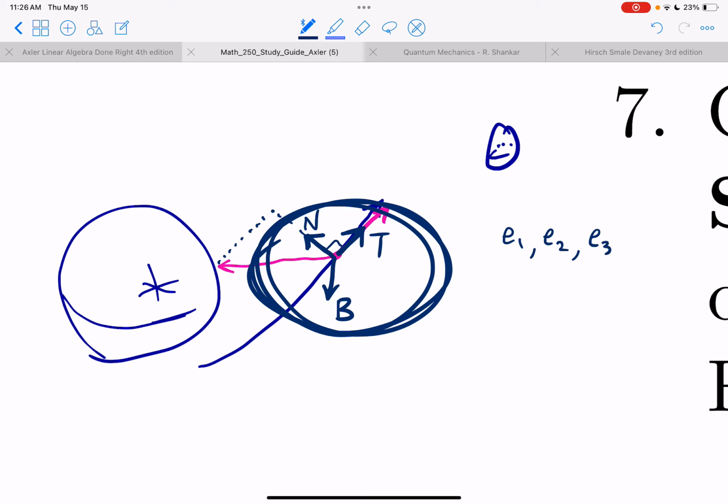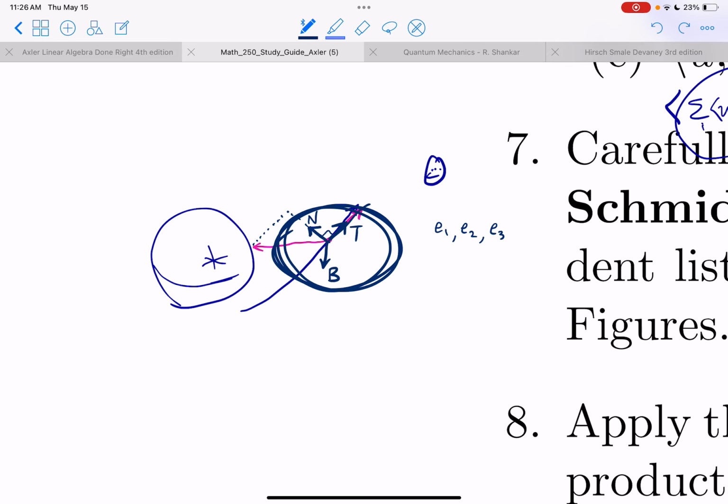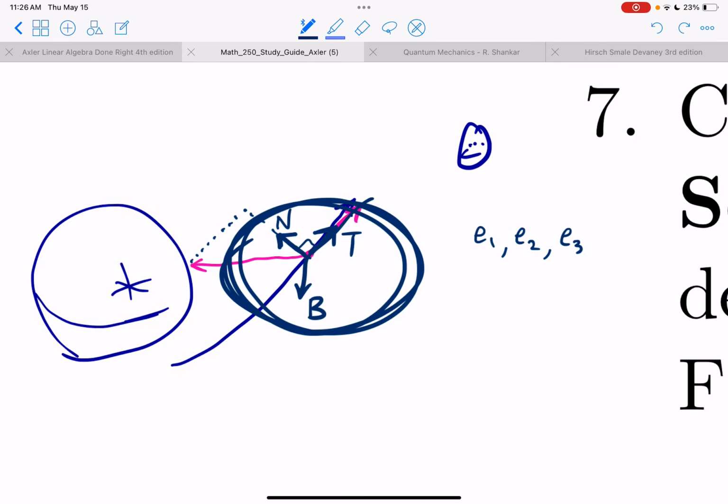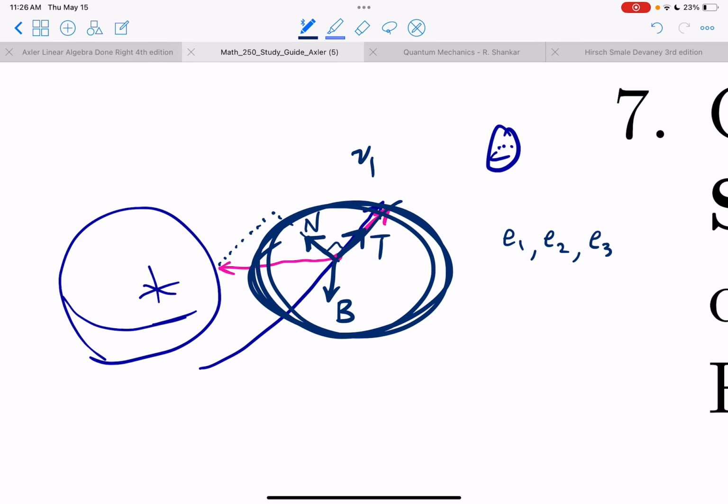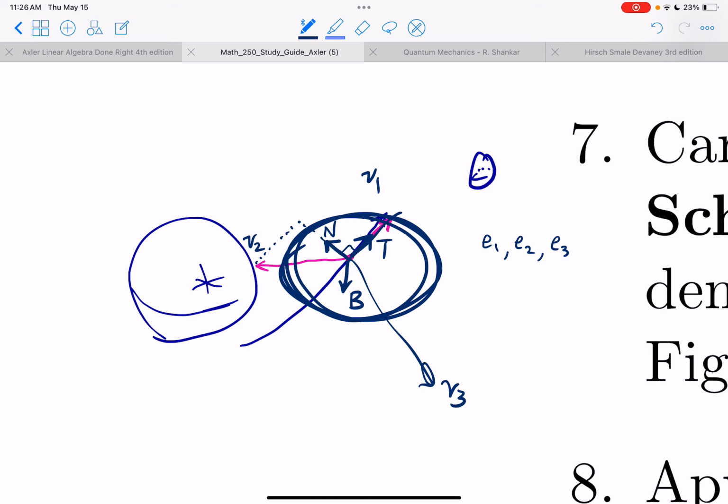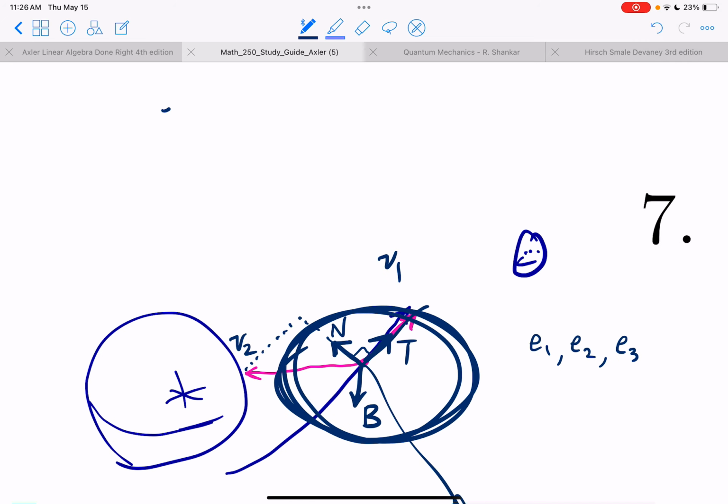Now, the key here is how did we produce N? We knew the velocity and we knew the acceleration, and they aren't going to be at 90 degrees, depending on how we're moving. So let's call the velocity V1 and let's call the acceleration V2, and we'll just choose a random third vector V3. That's our basis, okay? So first, we're going to produce E1 by taking V1 and dividing by its length. That just normalizes it so that it has length 1, okay?